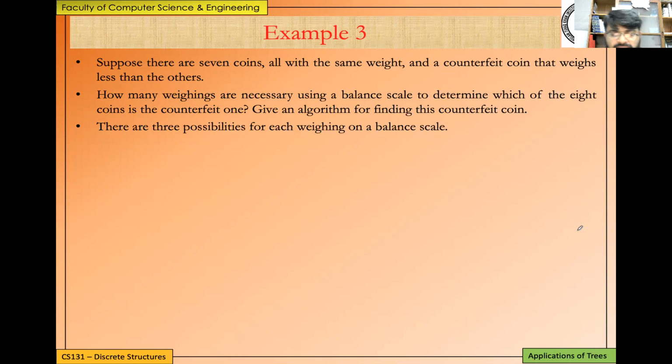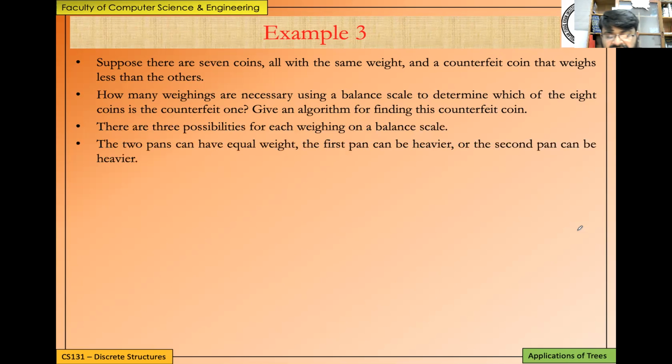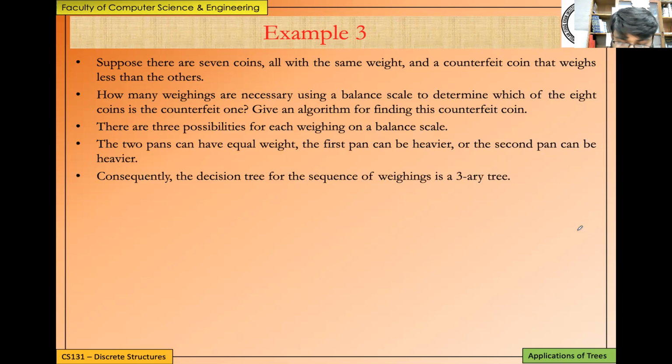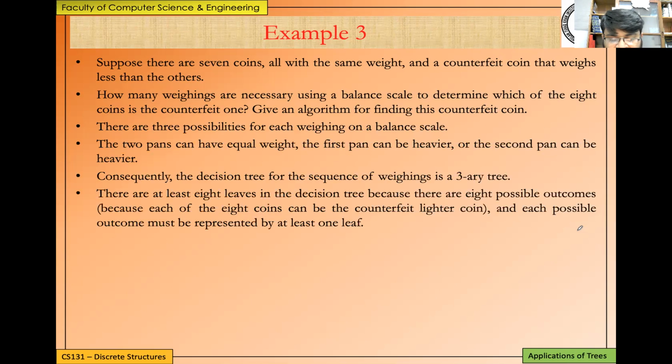There are 3 possibilities for each weighing on a balance scale. The 2 pans can have equal weight, the first pan can be heavier, or the second pan can be heavier. Consequently, the decision tree for the sequence of weighings is a 3-ary tree. You have got 3 options at each step. There are at least 8 leaves in the decision tree because there are 8 possible outcomes, right? Each of the 8 coins can be the counterfeit lighter coin, and each possible outcome must be represented by at least 1 leaf.